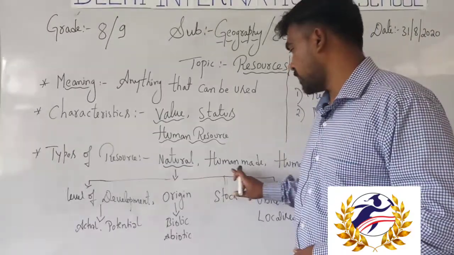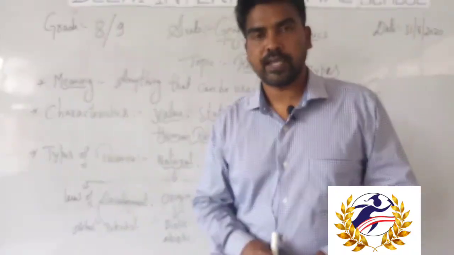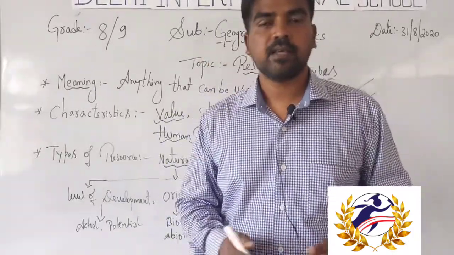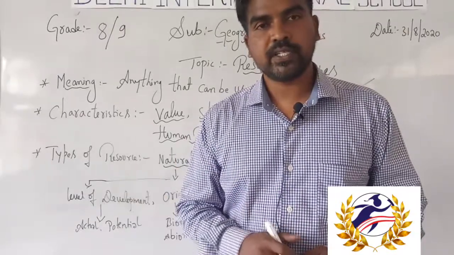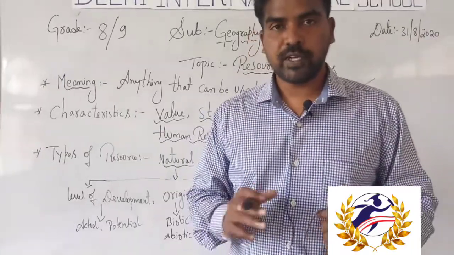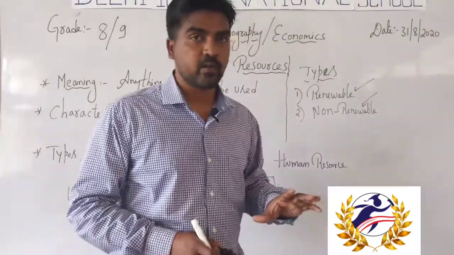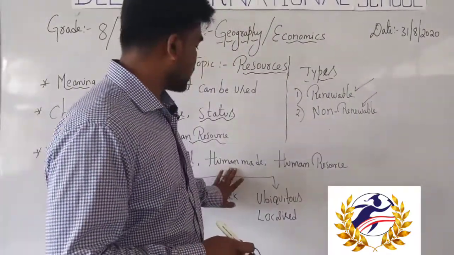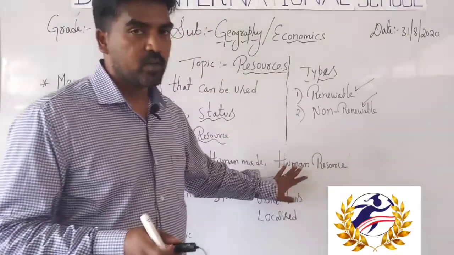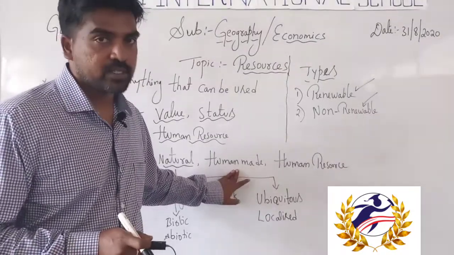Next I will move towards human-made resources. I will give one more example. In industries, in factories, there are machines, and every day there is a process of manufacturing goods, finished products. In industries they need laborers or workers. Yes or no? Those workers are known as human resource. The finished products in the industries are called human-made resources.